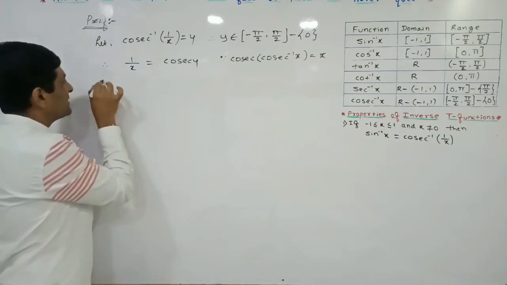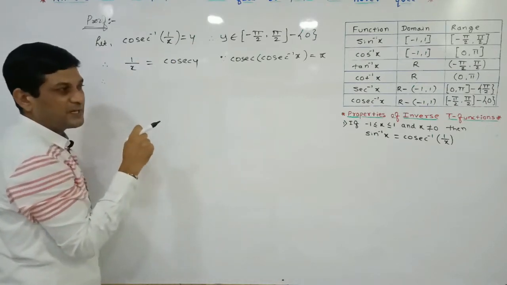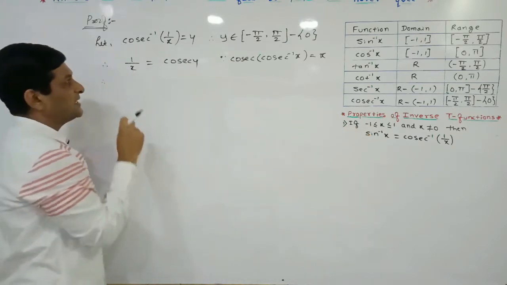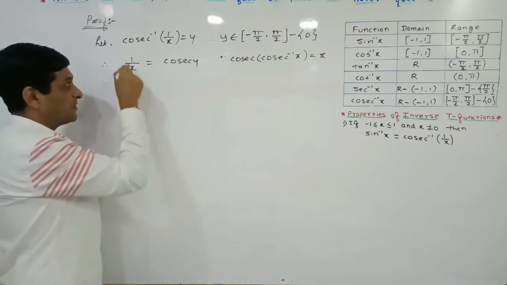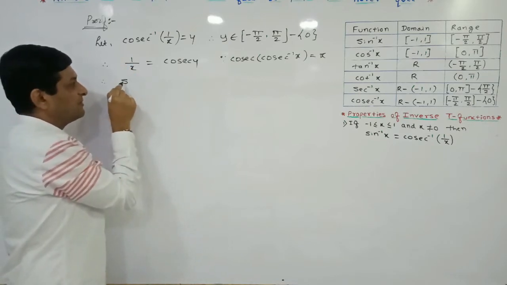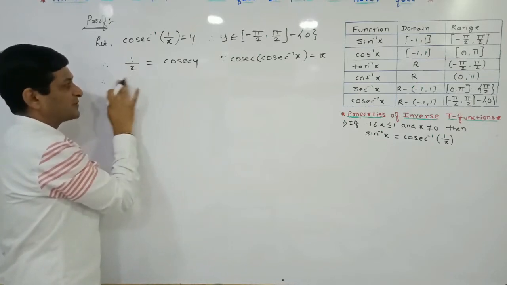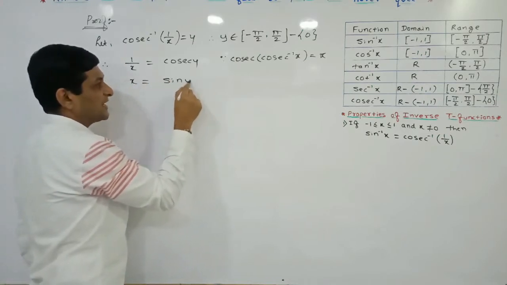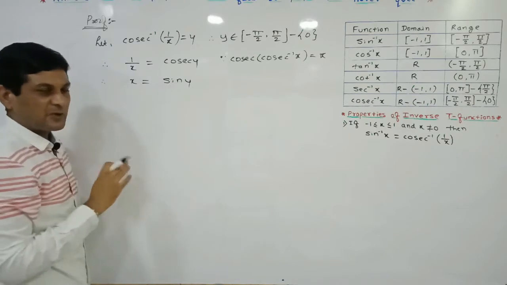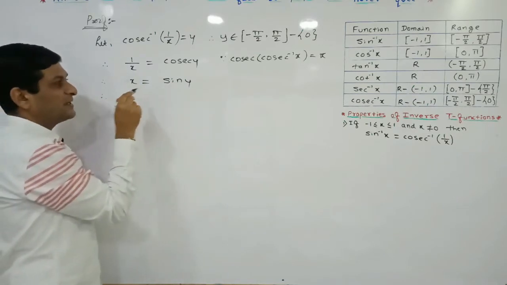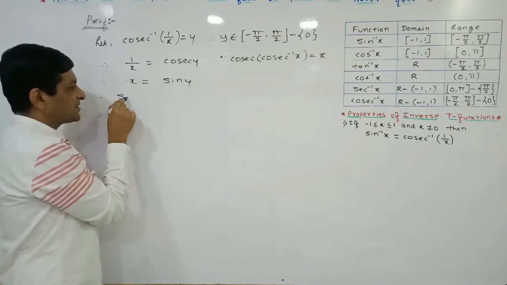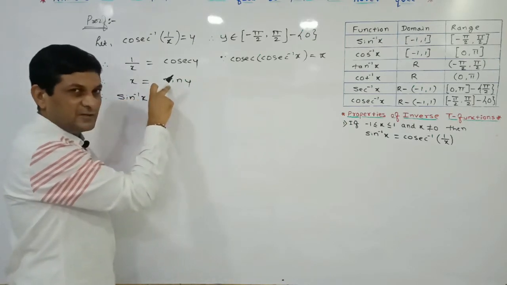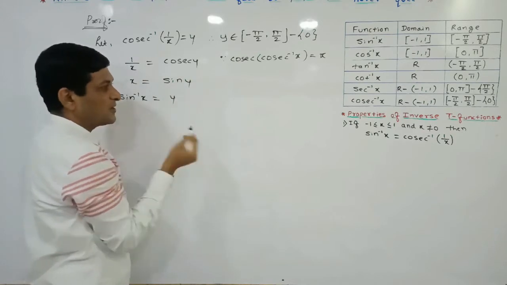Now we are trying to convert this result in terms of sine, because our left hand side is sine inverse. So we take the reciprocal of both sides. The reciprocal of 1 by x is x, and the reciprocal of cosec y is sine y. We have simply taken reciprocals on both sides. Now we take sine inverse on both sides. On this side we get sine inverse of x, and on this side sine inverse of sine y is equal to y.